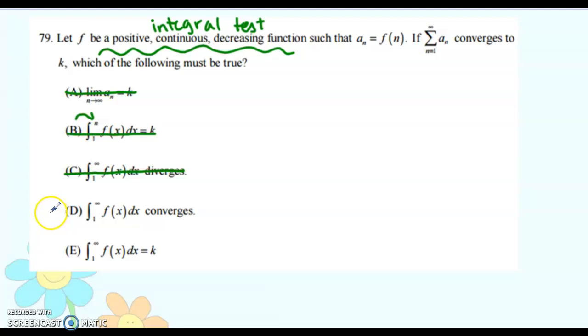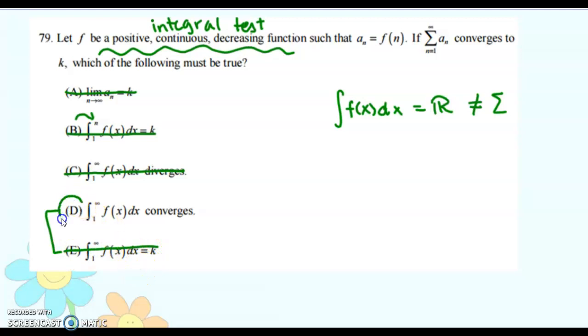So what we're looking for is a difference between these two. We talked about this earlier: the integral of your function needs to equal some real number, but that real number does not equal the number that your summation equals. This is really diving into whether you know the definitions of these. So between D and E, I can cross off letter E because that's not guaranteed. All I need to be true is letter D.